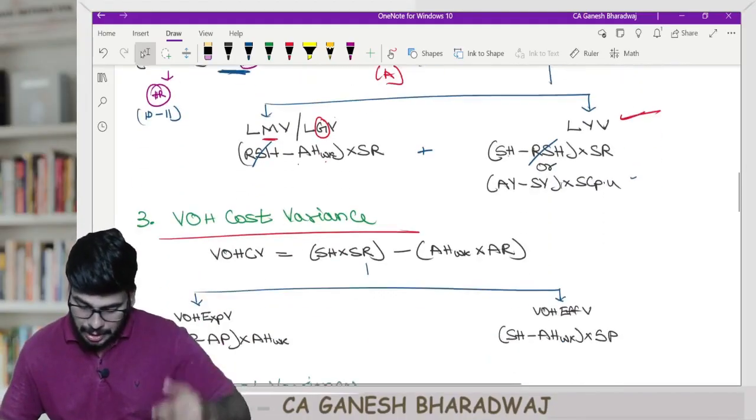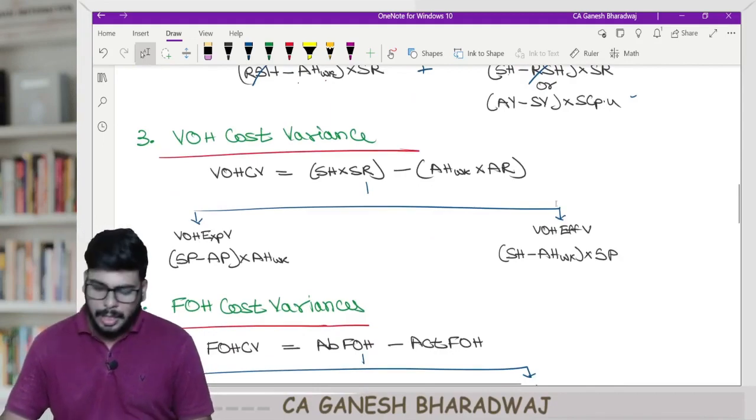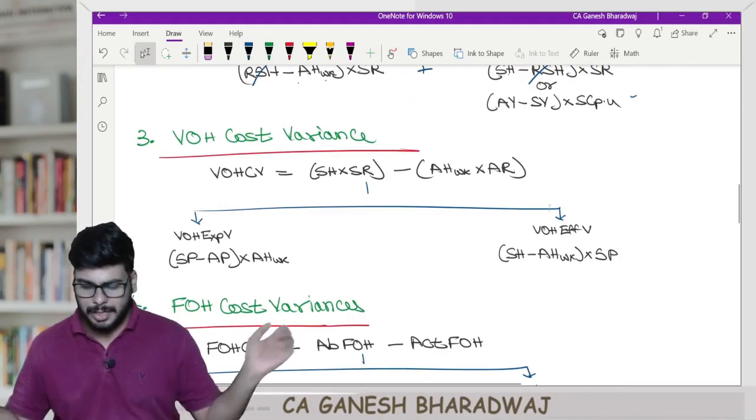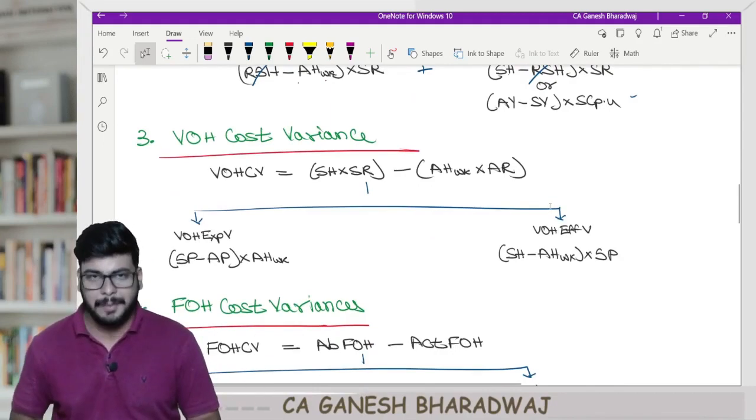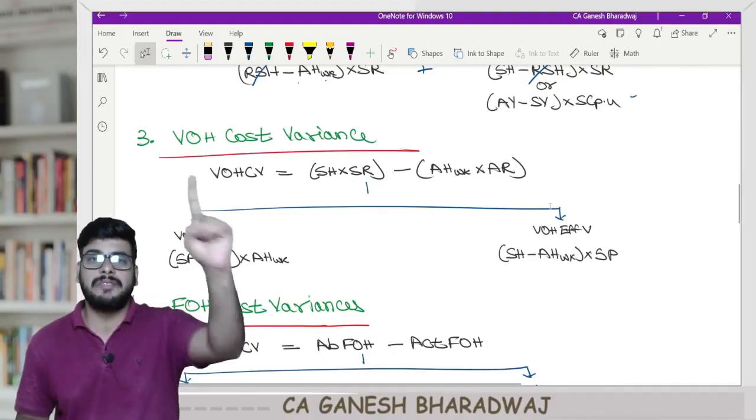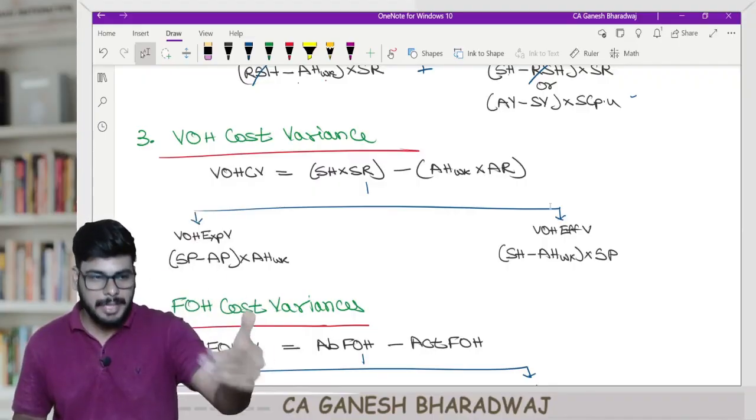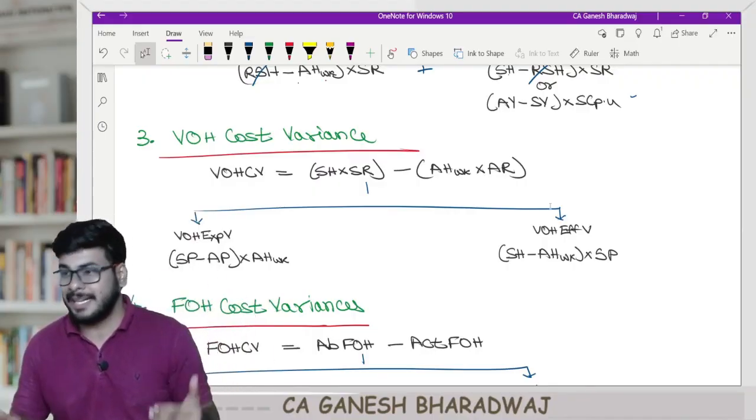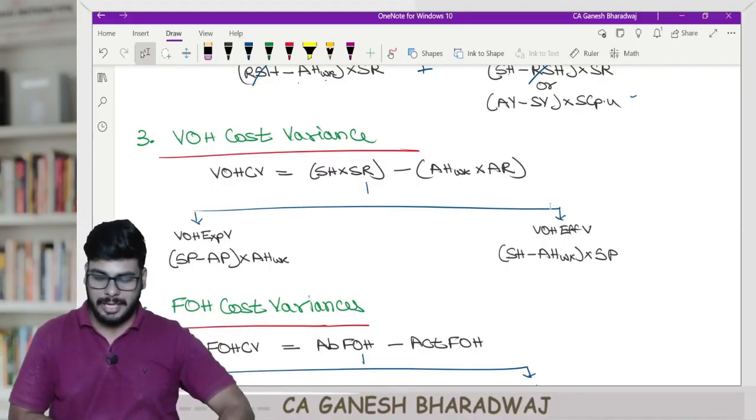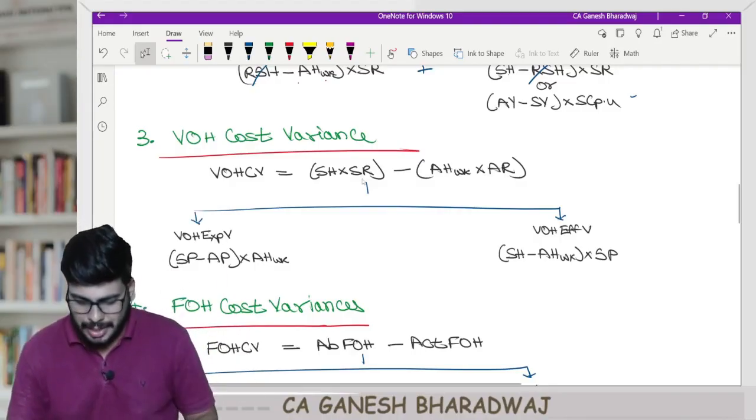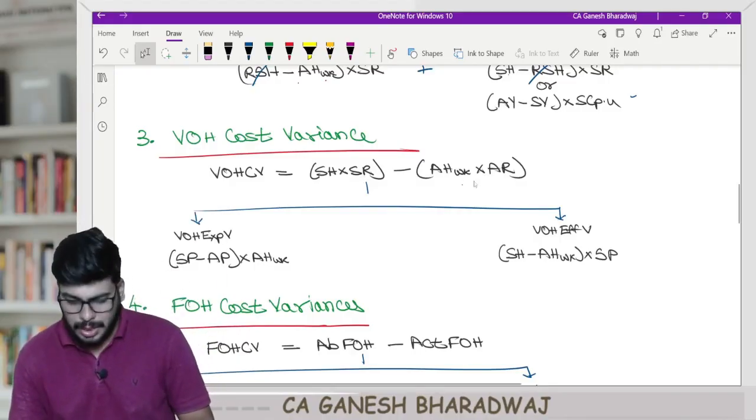Clear with this, guys? Now let's move on to the next one, which is variable overhead cost variances. Variable overhead cost variances are fairly simple. So what should be the variable overhead, for example your power and fuel cost? What should have been the variable cost incurred, compared with what is actually the variable overhead cost incurred? So what is it? Standard hours into standard rate minus actual hours worked into actual rate.